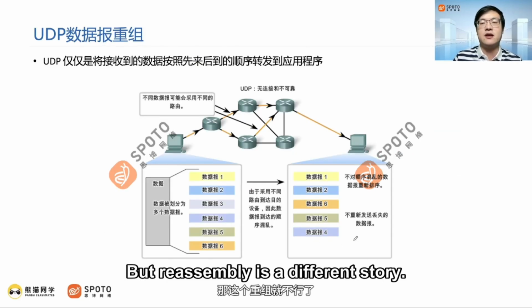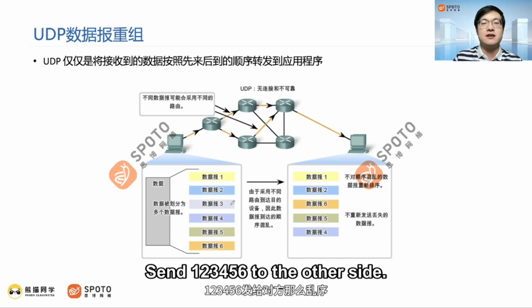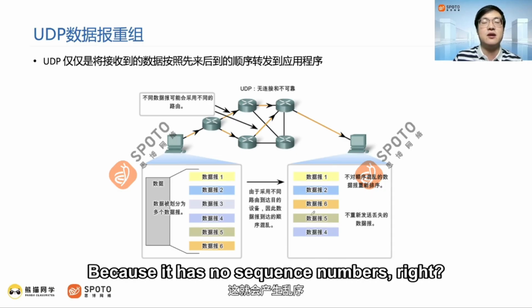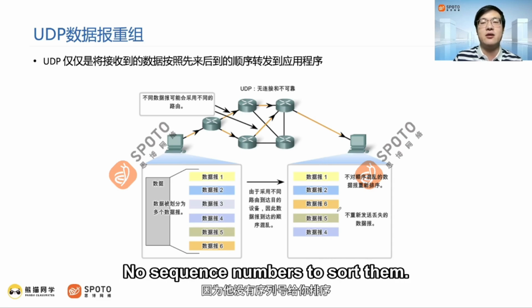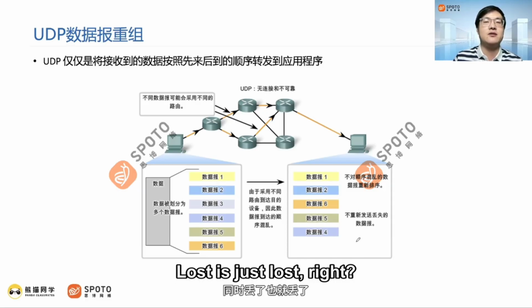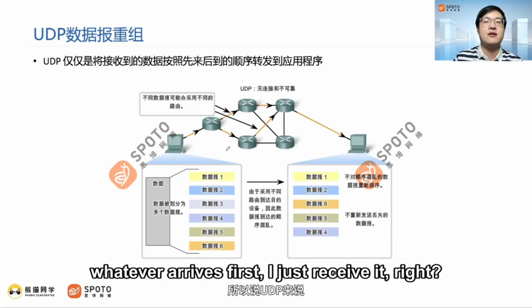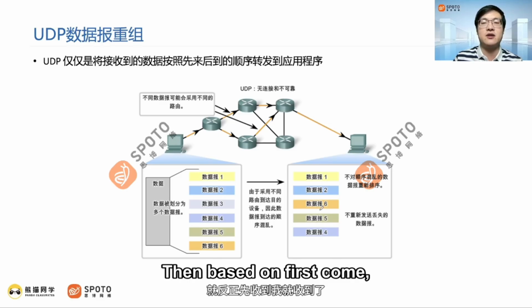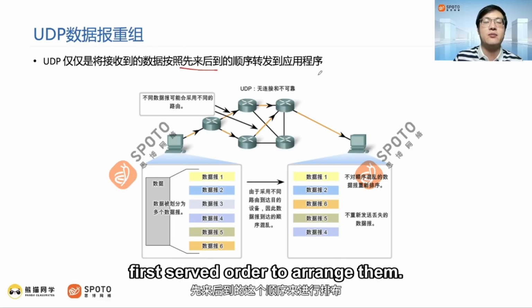But reassembly is a different story. Just send it to the other side, send 1, 2, 3, then it arrives out of order. This happens because it has no sequence numbers, right? No sequence number. Also, if a packet is lost, it's just lost. Lost is just lost, right? So for UDP, whatever arrives first, I just receive it, right? Then it arranges them in first come, first served order.